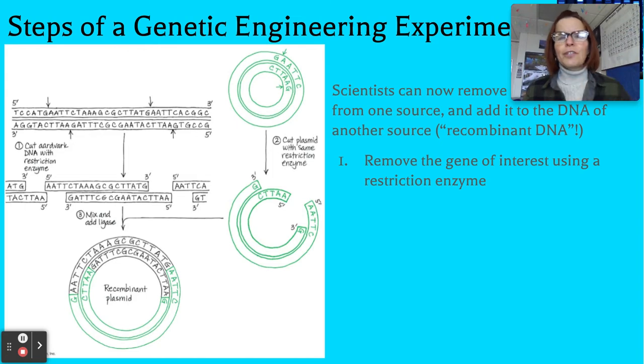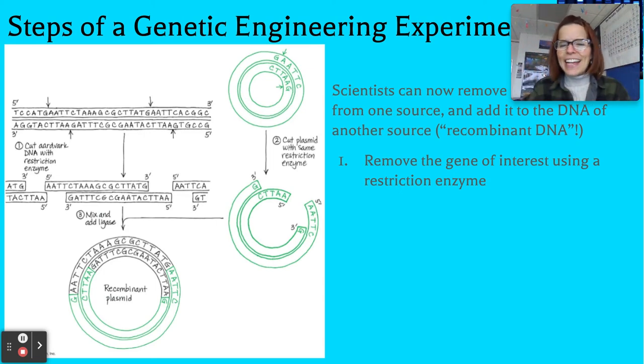So these are the steps. They're super cool and amazing. Remove the gene of interest using a restriction enzyme. Now, I make that sound really easy. It's incredibly, staggeringly difficult, because remember, the scientists can't see the DNA. They can't see the letters A, T, C, and G. So they have to do all this background work first to figure out what the letters of the gene of interest are. How do they even know which gene is the gene that they're interested in? So there's an enormous amount of work that goes into this.